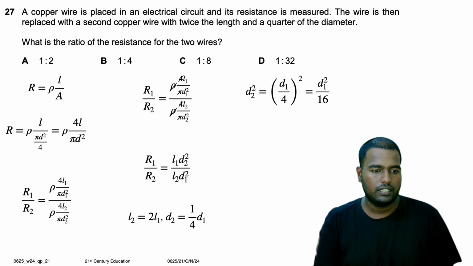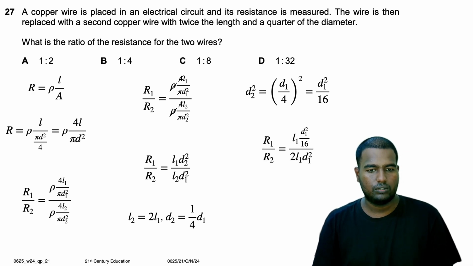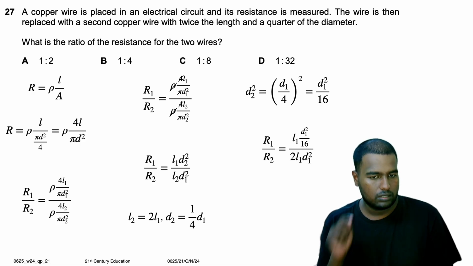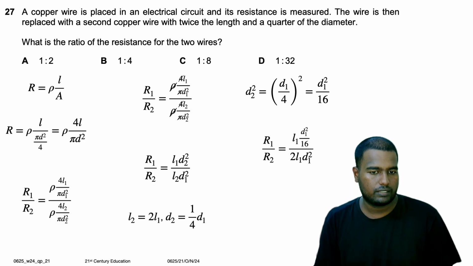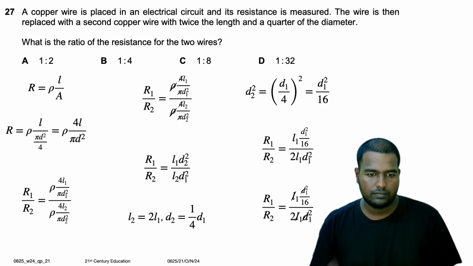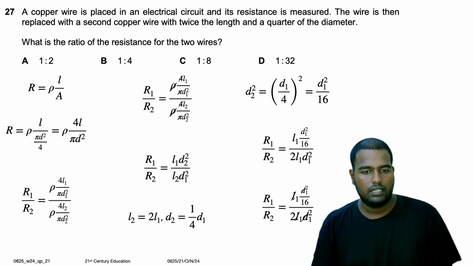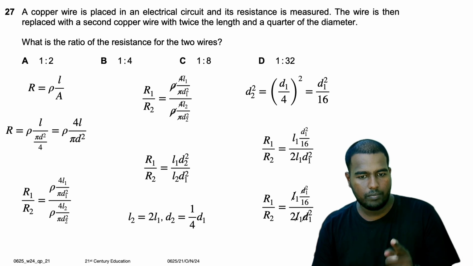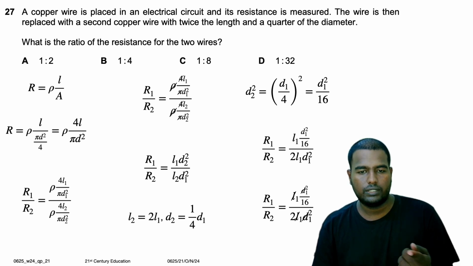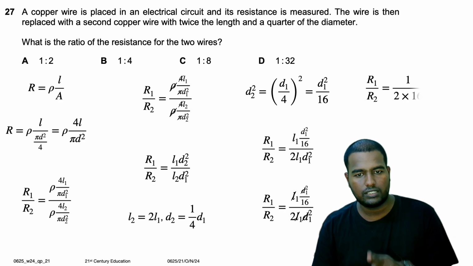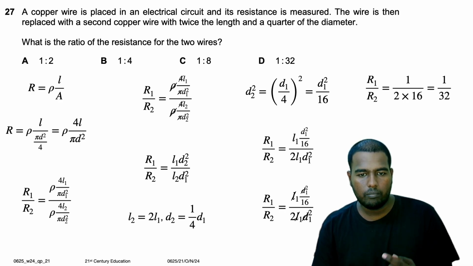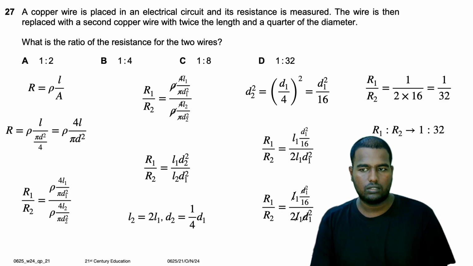Now let's put 2L1 instead of L2, and d1 square by 16 instead of d2 square, in the formula. So L1 into d1 square by 16 divided by 2L1 d1 square. Now we can cancel L1 and L1, d1 square and d1 square. So we will get R1 by R2. This 1 by 16 is in the denominator, so it will go. So it's 1 divided by, there is already 2, 2 into 16, which is 1 divided by 32. So R1 to R2 is 1 to 32. Option D.